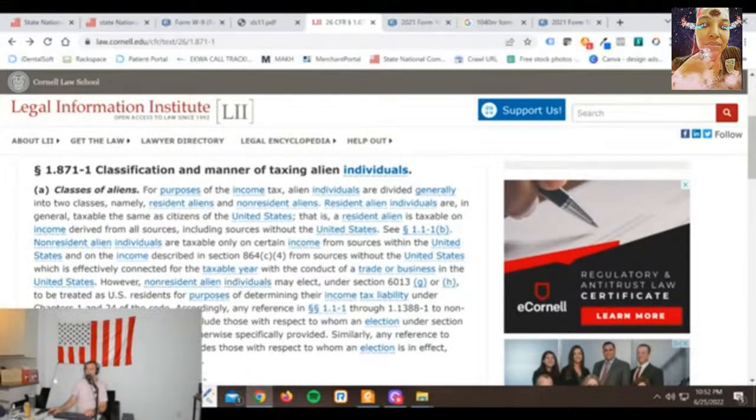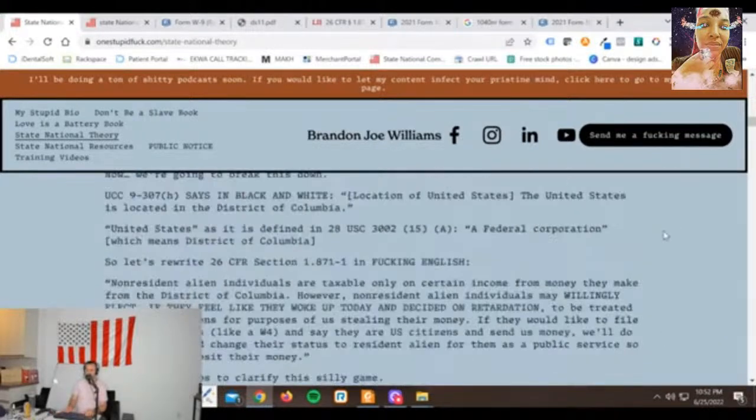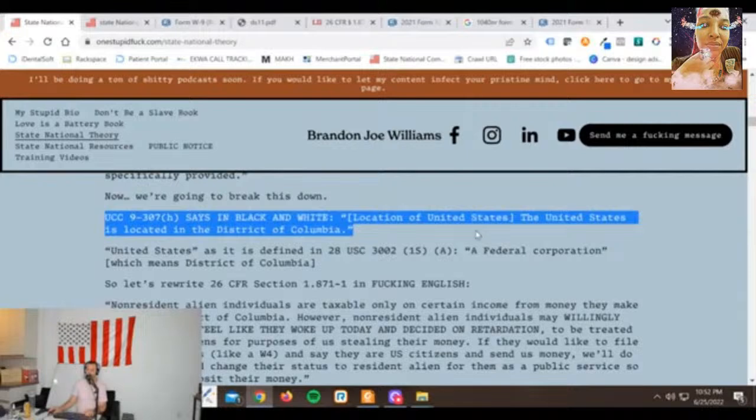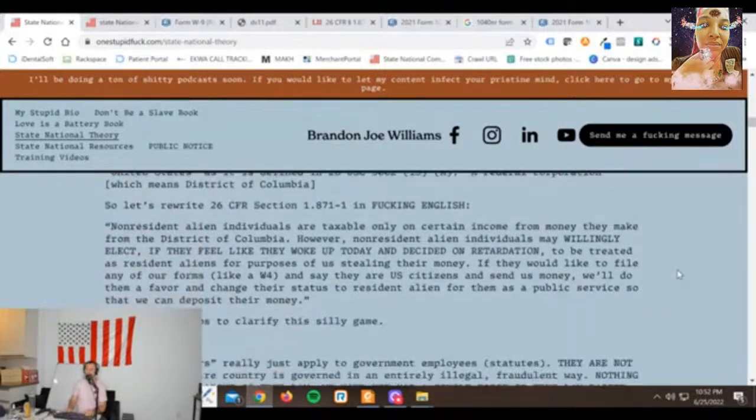Non-resident alien individuals may elect under section 6013 G or H to be treated as U.S. residents for the purposes of determining their income tax liability under chapters 1 and 24 of the code. So basically, what they're really saying in this section is, again, we're going to go back. I broke this down a little differently, like UCC 9-307H. We went through that a long time ago. It says in black and white, location of the United States is in the District of Columbia. And then you have United States as it's defined in 28 USC 3002 15A, a federal corporation, which means District of Columbia.